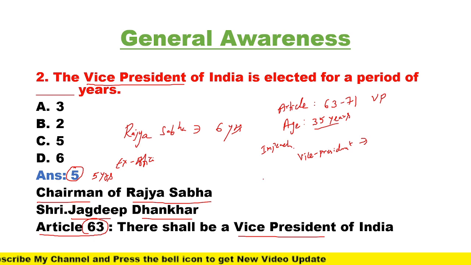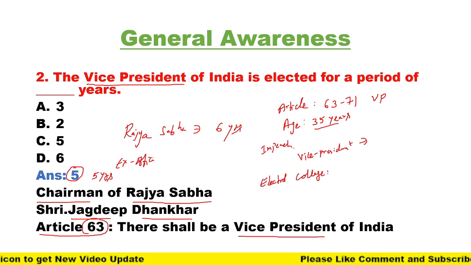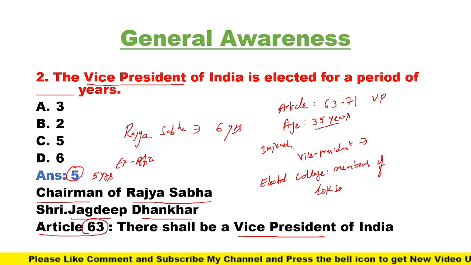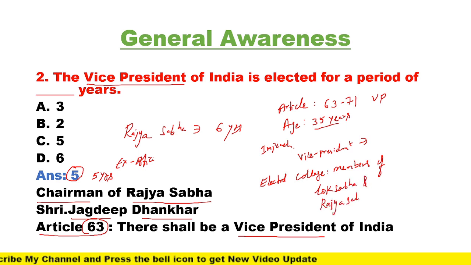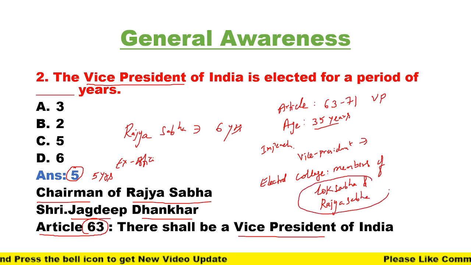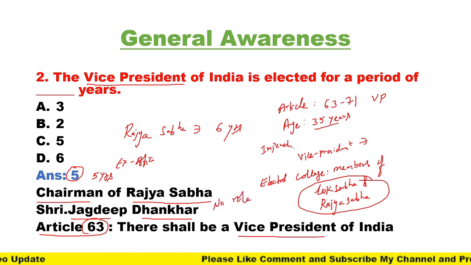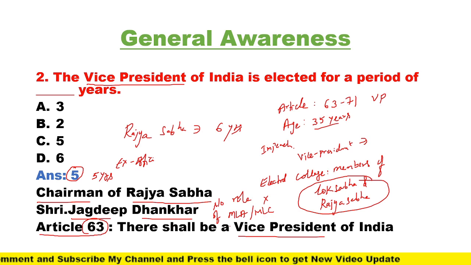Who elects the Vice President? Okay, what is the Electoral College? It consists of members of Lok Sabha and Rajya Sabha. Members of Lok Sabha and Rajya Sabha will participate in the election of the Vice President. There is no role of members of state legislatures, that is MLAs or MLCs. Okay, there is no role of state legislative members.